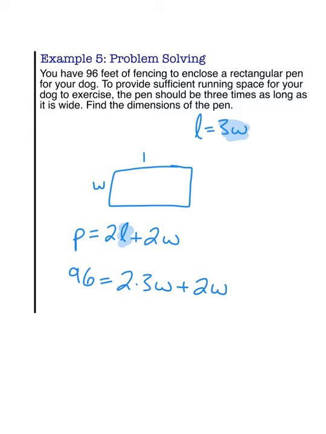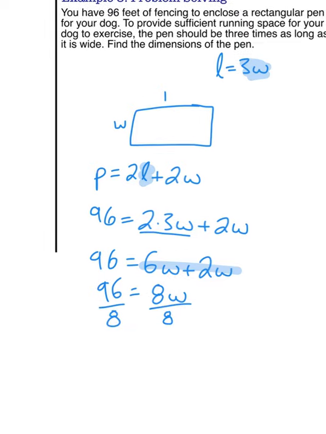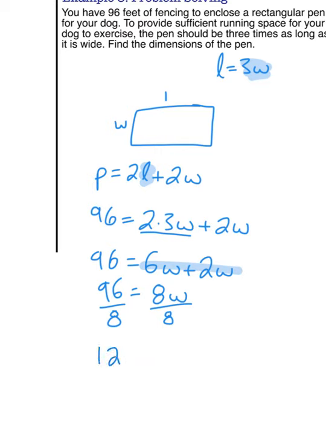So 2 times 3 is 6. First thing we're going to do is simplify this part to get 6W. So now I have 96 equals 6W plus 2W. Now I can combine like terms. So 96 equals 8W because 6W plus 2W equals 8W. And now I use the inverse operation of multiplication to divide by 8. And 96 divided by 8 is 12. So I have W equals 12.